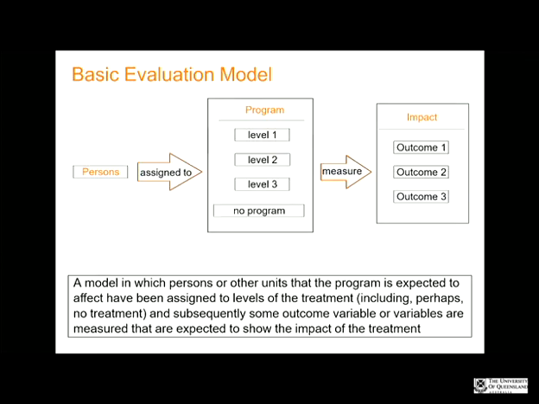Okay, so the basic evaluation model, and maybe going back to that chocolate example again, we might have a group that eats 40 kilos of chocolate. We might have a super group that does 80 kilos of chocolate. That would not be good. And then we might have a control group down here that gets no program.